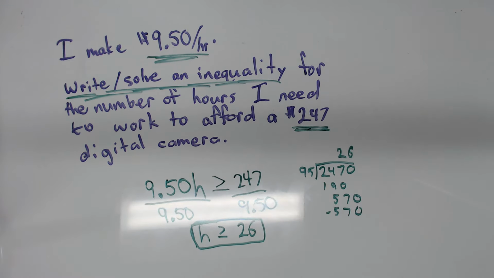If you learned that back in elementary school, hey, if you forget a calculator, it can still help you out. So I have to work at least 26 hours. More than that is fine, but 26 is the minimum I have to work, because $247 is the minimum it takes to buy the camera.